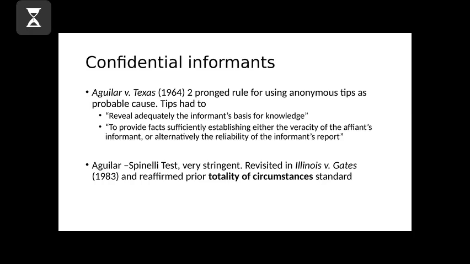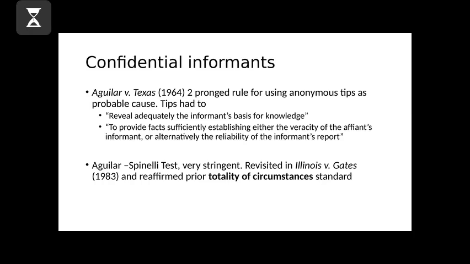So the court considered this, right? So 1964, Aguilar versus Texas. 1964, which court are we looking at? The Warren Court, right? So the Warren Court, in almost all circumstances, expanded the rights of people who were caught up in the criminal justice system, right? So they tended to be less deferential to the state, less deferential to law enforcement than other courts before and since have been. Okay, so Aguilar versus Texas produced a two-pronged rule for using anonymous tips as probable cause.